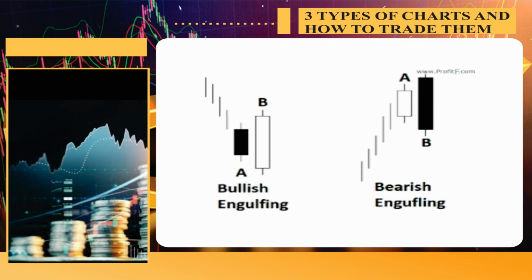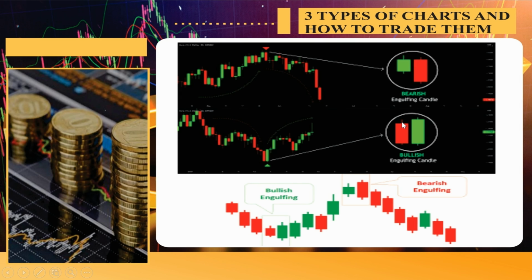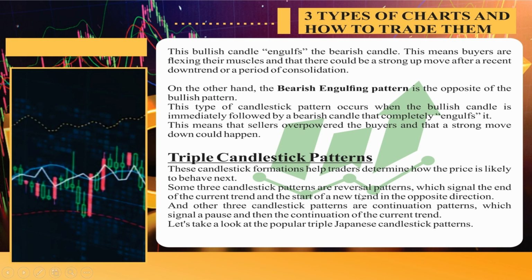Then the other one we have is called the bullish engulfing. This is a two-candlestick pattern like this. You can see that we had a bearish candle and a bullish engulfing covering the bearish candle. While here is called a bearish engulfing, whereby a bearish candle covers a bullish candle. So we can see how it goes here: this is a bearish engulfing, this is a bullish engulfing, bearish engulfing, and bullish engulfing.